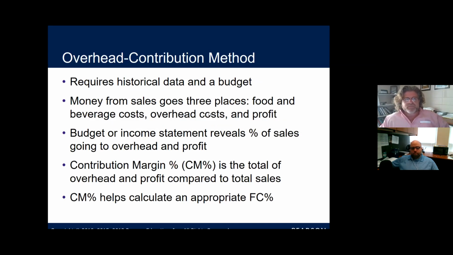The costs are food and beverage costs, overhead costs to operate the business, and profit. We'll look at these numbers, and the contribution margin is the total of the overhead and profit compared to the sales. Sorry, I cannot get that out. It's all right. It makes complete sense to me.